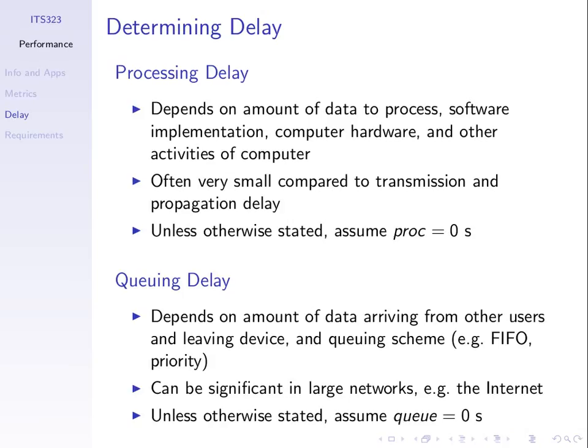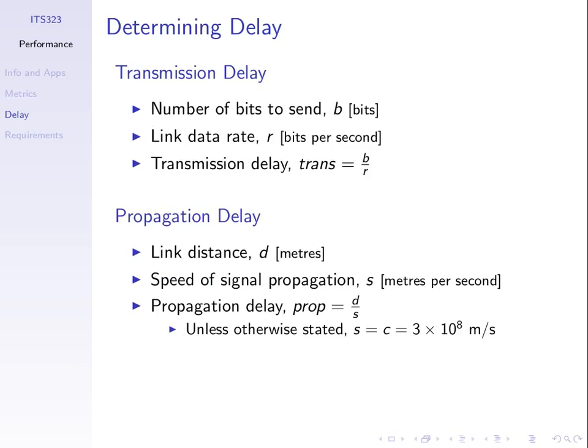Processing delay in computer A and in computer B, I didn't tell you what they were, so let's assume they are zero. And queuing delay, there are no intermediate devices, so let's assume that's zero as well. So those two are easy. We just calculate the transmission and propagation delay.